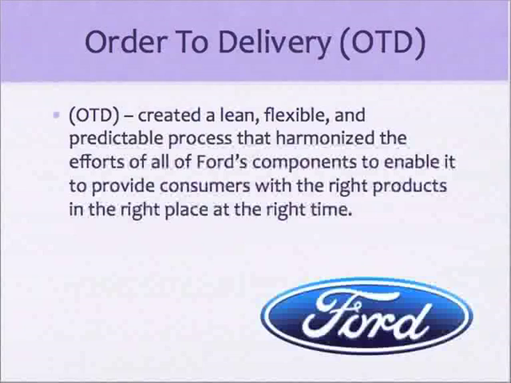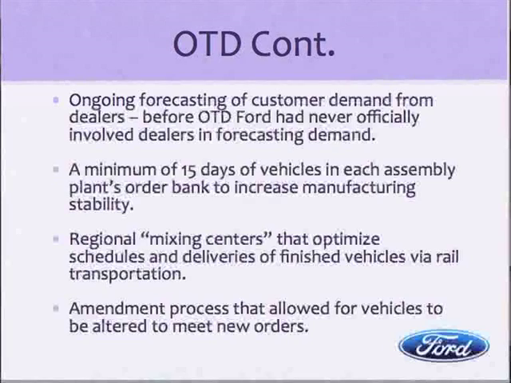Some aspects of OTD were ongoing forecasting of customer demand by dealers. Before OTD, Ford never officially involved the dealerships themselves in forecasting demand. Also, there was a minimum of 15 days of vehicles in each plant's assembly line to increase manufacturing stability, so there would be no shortages. There are also regional mixing centers that optimize schedules and deliveries of finished vehicles via rail transportation. And Ford also incorporated an amendment process that allowed vehicles to be slightly altered to meet consumer-specific demand.